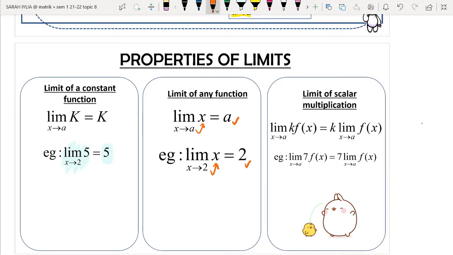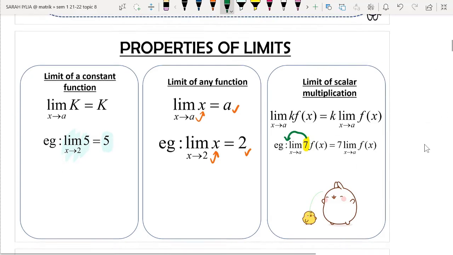Moving on, third property of scalar multiplication. If we have a scalar multiplied with any function in our limit function, we can factorize our constant outside. For example, if we have the limit of x approaches a of 7 times f(x), 7 basically is a constant here. So you can factorize 7 outside of our limit function. Bawa je 7 tu keluar. So dia boleh 7 times with our limit function.